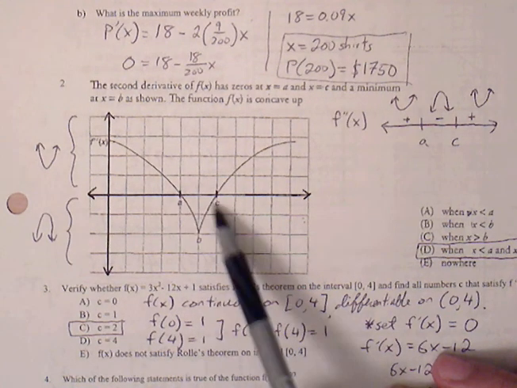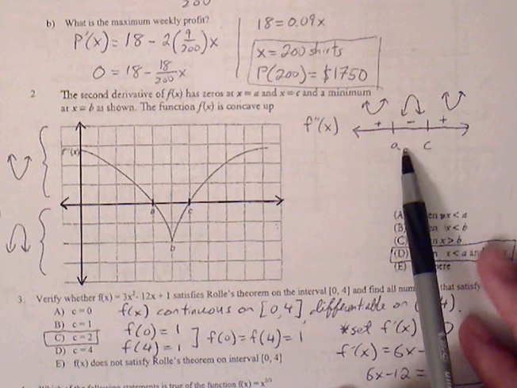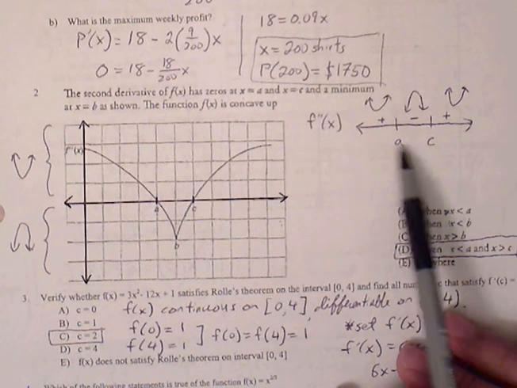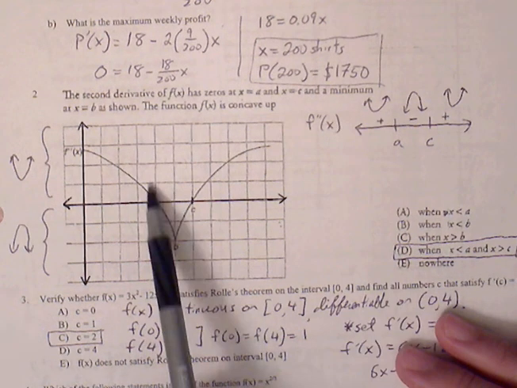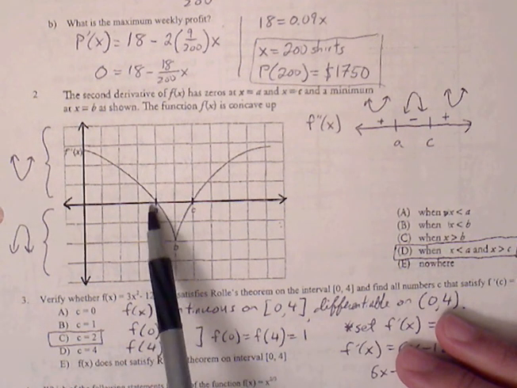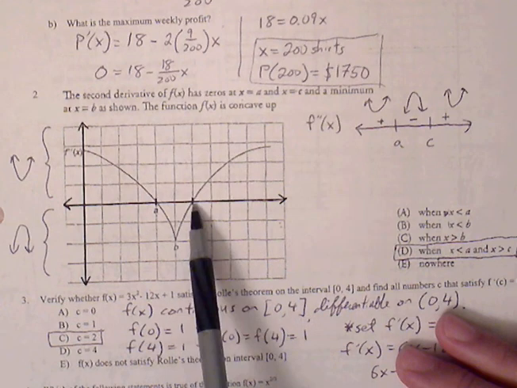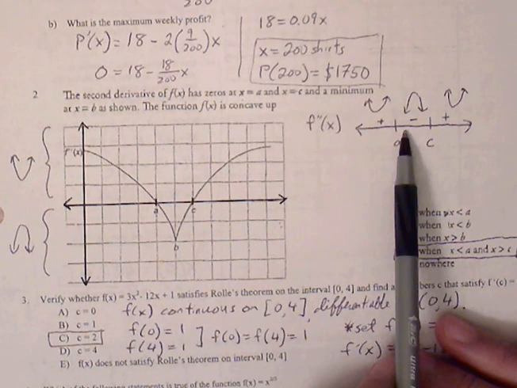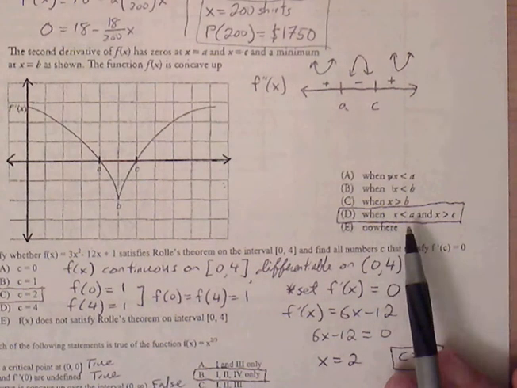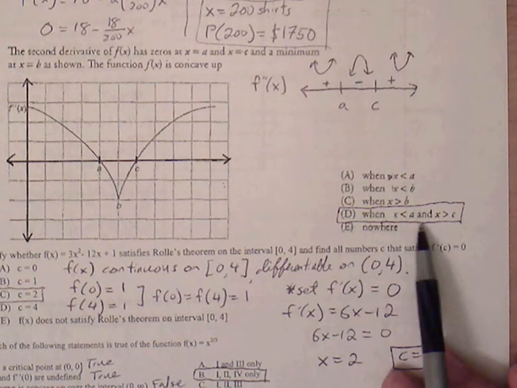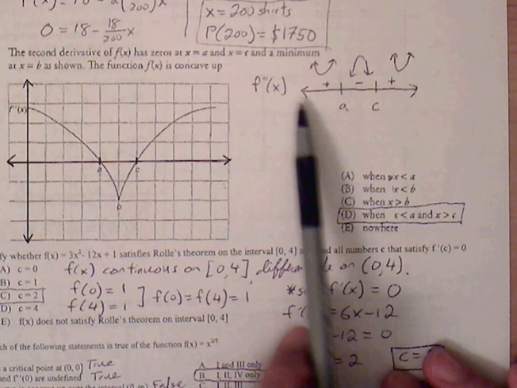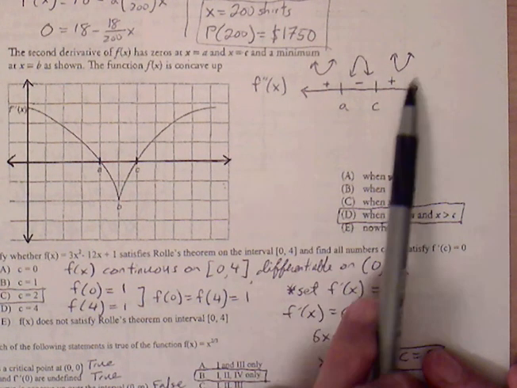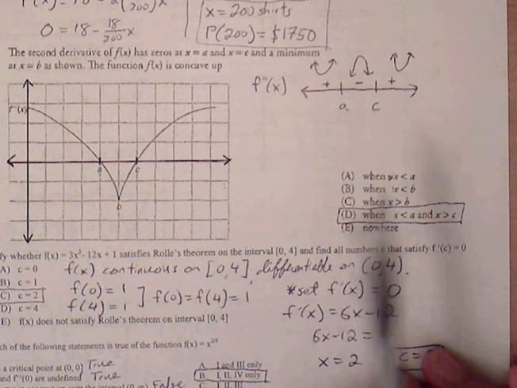So we know the critical points are at a and c. Those are our potential points of inflection. And then to the left of a, we see the graph sits above the axis, so we know this is going to be concave up. Below the axis, concave down. Above the axis, concave up. So based off of this, we know the answer choice must be when x is less than a and when x is greater than c. That will be when the graph is concave up, in this region to the left of a and this region to the right of c.